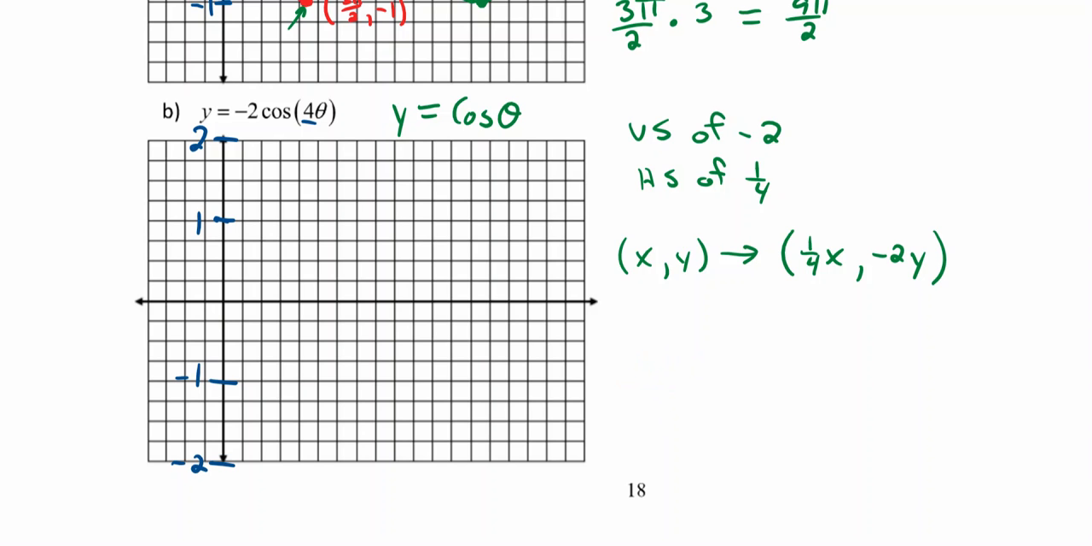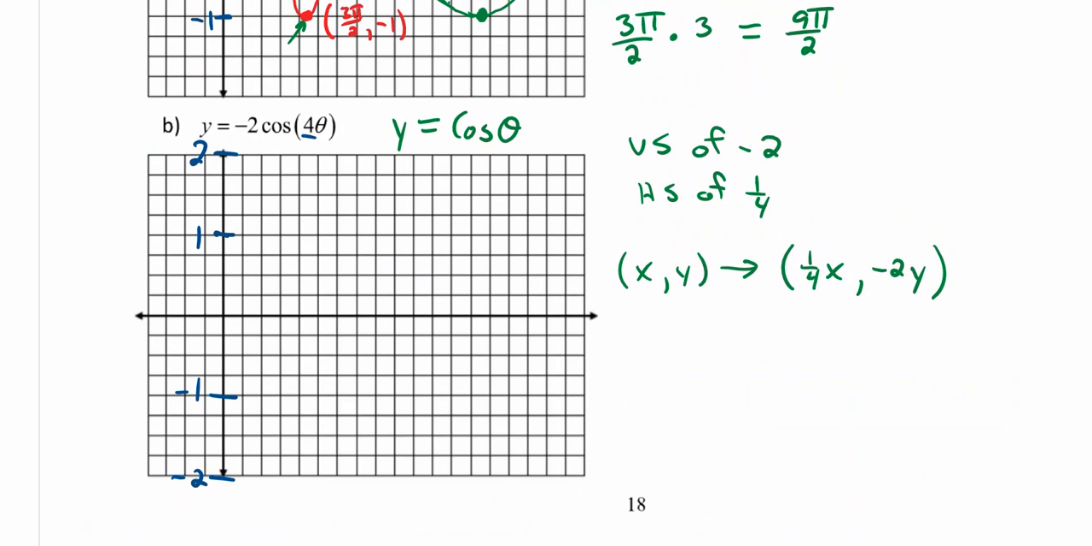All right, so now figuring out how far I want to go on the x-axis here. Well, typically, if I just had cosine theta, I would want to see all the way to 2 pi, right? That'd be one full cycle. But my horizontal stretch is just going to be 1/4 of that. So in that case, what we could do is take our 2 pi.